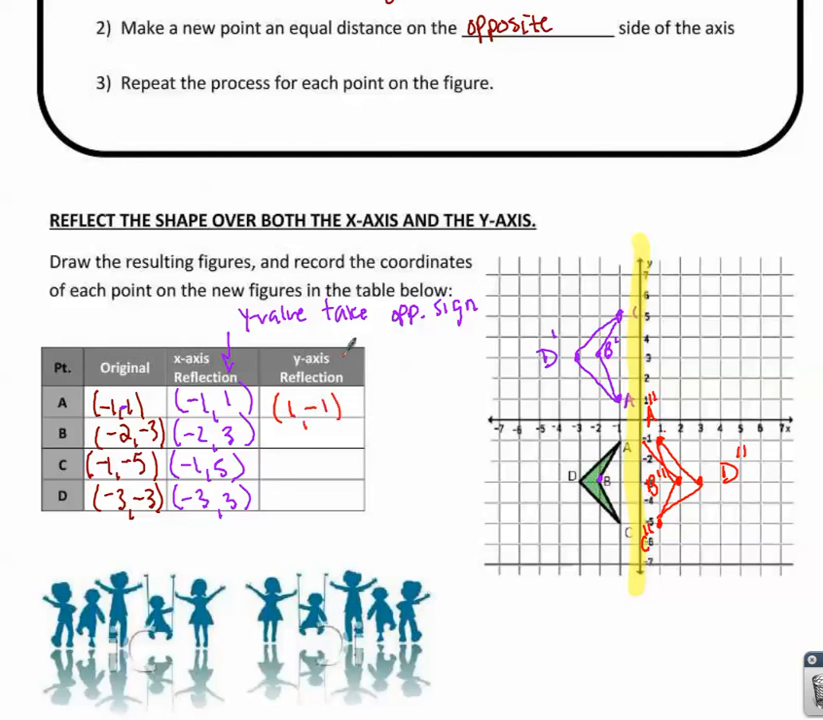So A is going to be 1, -1. B is going to be 2, -3. C is going to be 1, -5. And D is going to be 3, -3. So you notice when you flip it over the y-axis that actually your x value has the opposite sign.